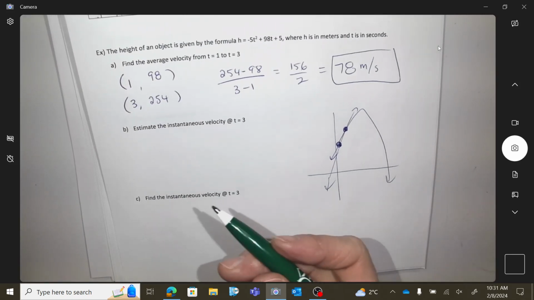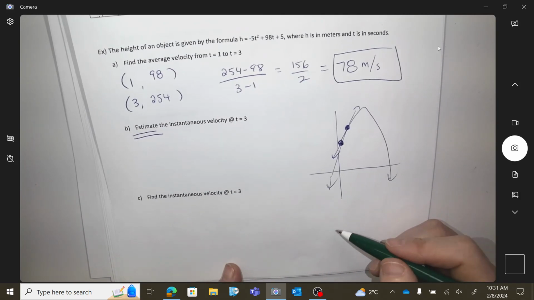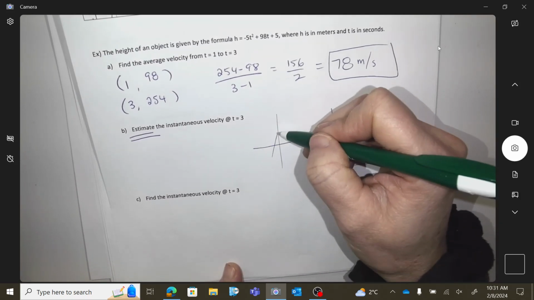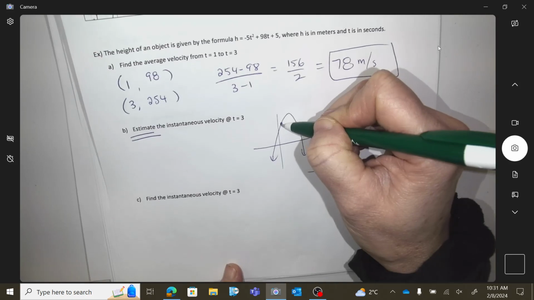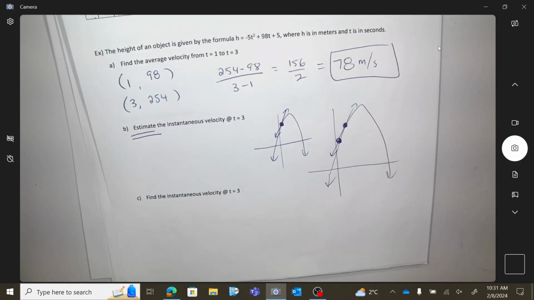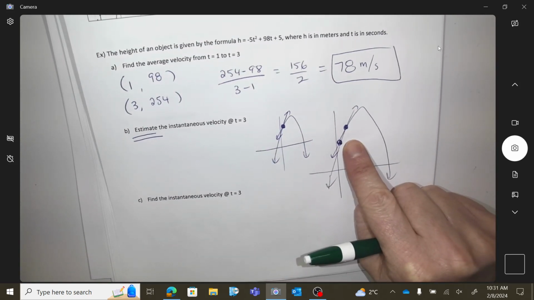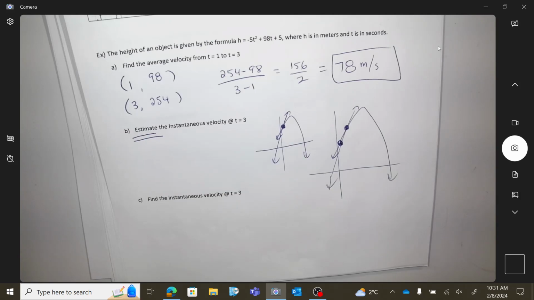Okay, next, estimate instantaneous velocity at 3. So now I would really like to know this exactly at 3 instead of this, because this isn't as good, right? The more space you have, the farther your estimate is. So here's what we're going to do. We're going to do the close number game.